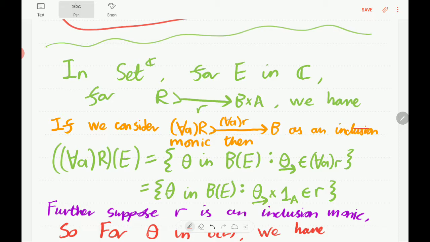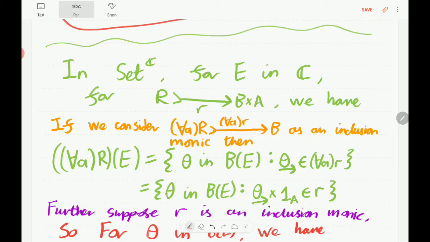And as we've already said, if we have an object E in the category C, then we can write the set of E, and we consider this for all AR thing to be an inclusion monic, then we can think of the set of E figures of for all A capital R as the set of E figures theta of B, such that theta under arrow times the identity arrow of A is in little r.